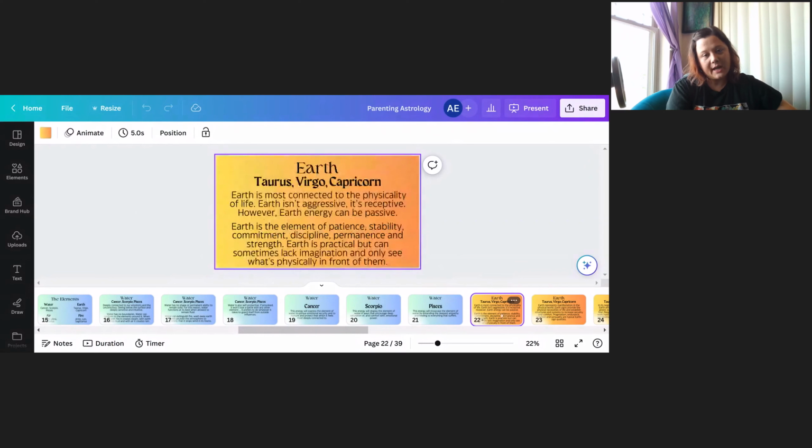All right, Earth energy. We have Taurus, Virgo, and Capricorn. Now, Earth is most connected to the physicality of life. Earth isn't aggressive, it's receptive. However, Earth energy can be passive.